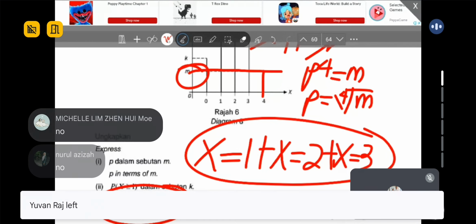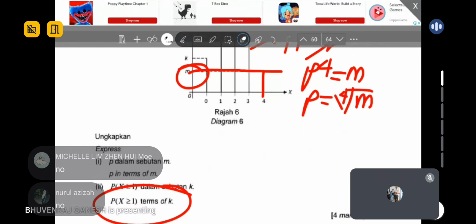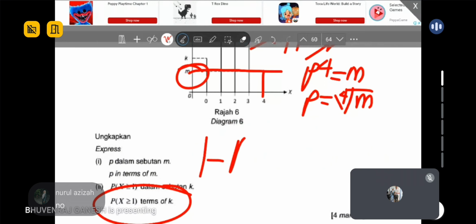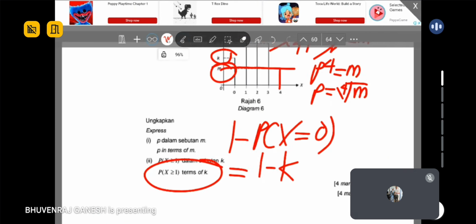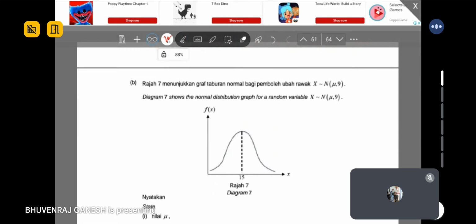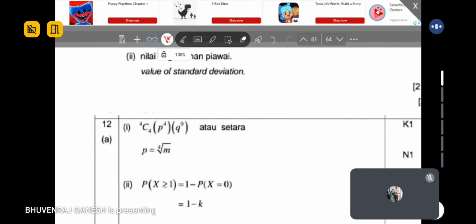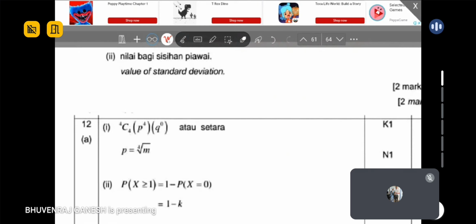Okay, you can always use the shortcut. So shortcut is what? 1 minus. Okay, selalu guna satu tolak X equal to 0. That's all. So very simple lah. So 1 minus P(X equal to 0), nilai dia K. Settle. Okay, so your answer is 1 minus K. That's all. So itulah jawapan dia. Okay, so total you have 4 marks. 4 markah for binomial. Alright?